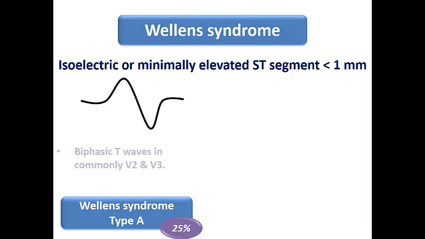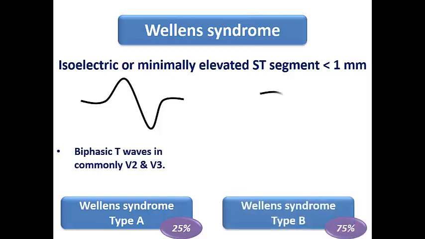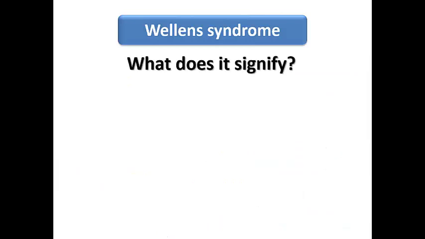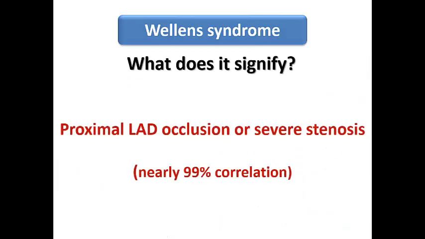either biphasic T wave, which usually appears in V2 and V3 in 25% of cases, usually called Wellens syndrome type A, or we can see deep symmetrical T wave inversion in V2 and V3, which occurs in 75% of cases, and we call it Wellens syndrome type B, and these changes of course may extend to the rest of the precordial leads. And we mentioned before that Wellens syndrome signifies proximal LAD occlusion or severe stenosis with about 99% correlation in statistics.